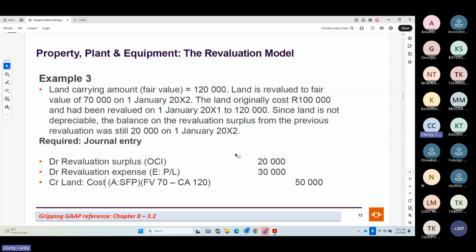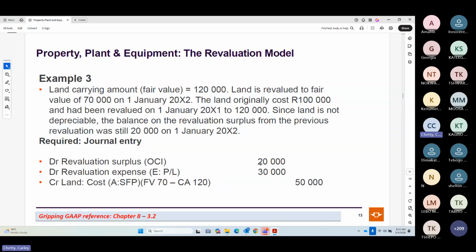So this is a good example where we have a credit on our revaluation surplus account from a previous revaluation, but not all of it is going to be able to be debited against the revaluation surplus account.